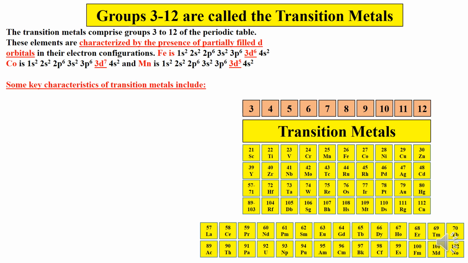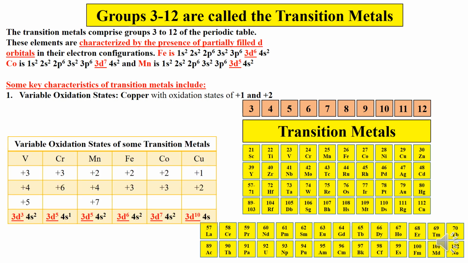So here are some key characteristics of transition metals. The most important property is that transition metals have multiple oxidation states. For example, copper's normal oxidation states are +1 and +2. Here is a table showing the oxidation states of some transition metals: vanadium, chromium, manganese, iron, cobalt and copper. You can see that the d orbitals are partially filled.